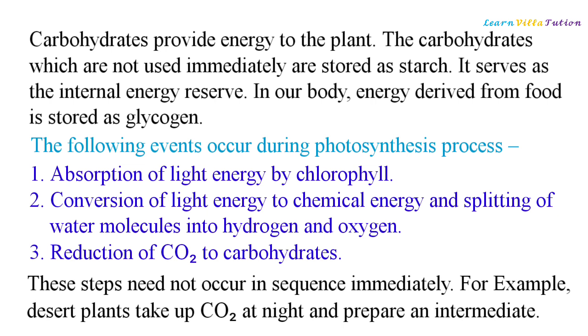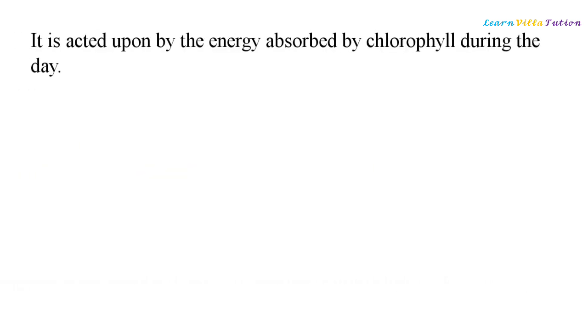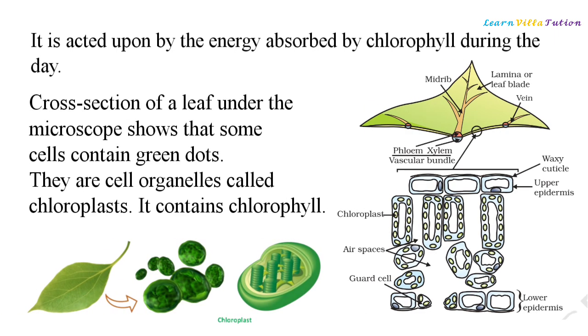For example, desert plants take up carbon dioxide at night and prepare an intermediate. It is acted upon by the energy absorbed by chlorophyll during the day. A cross-section of a leaf under the microscope shows that some cells contain green dots. They are cell organelles called chloroplasts. It contains chlorophyll.